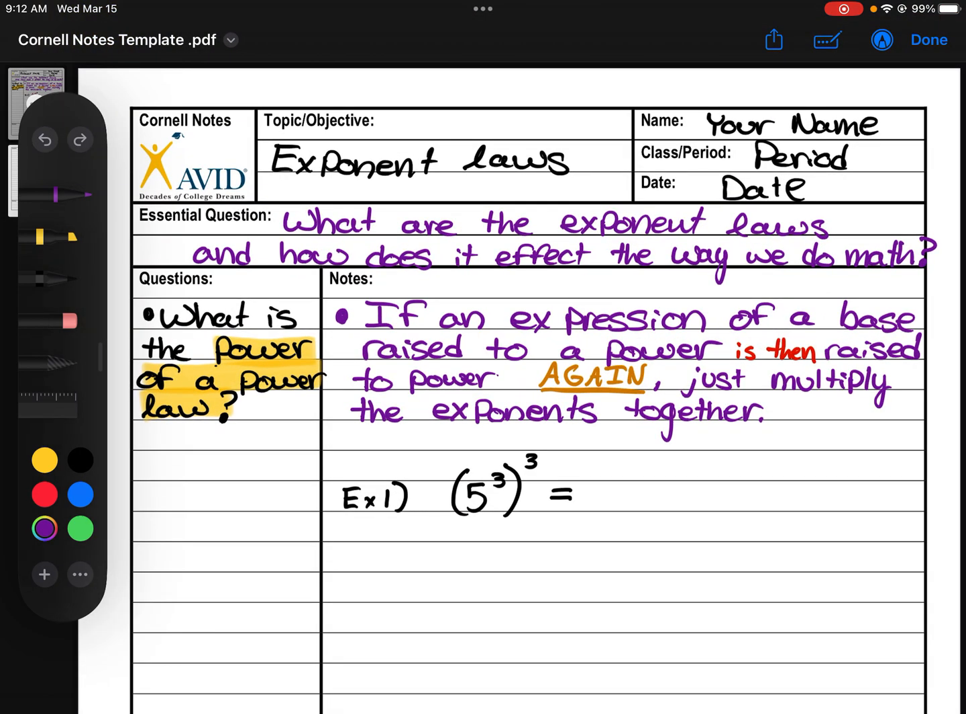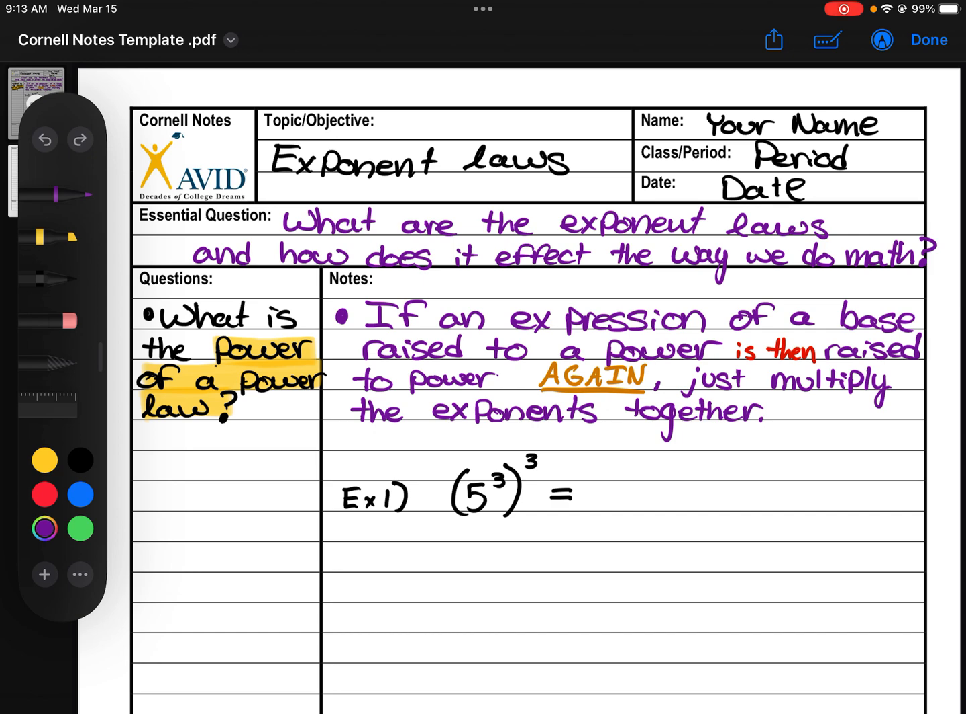So what I want you to do here is follow along with me as I read this, and then I want you to pause the video and get it copied down, because I'm going to move faster in the video than you're going to be able to write. So, if an expression of a base raised to a power is then raised to a power again, you just multiply the exponents together. Okay, so pause the video, get that copied down.